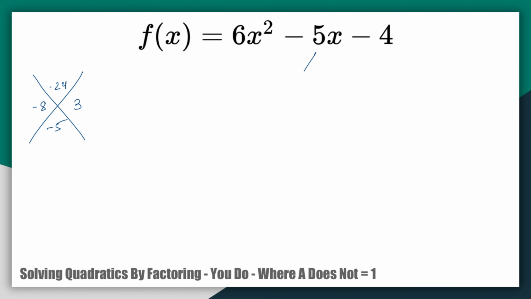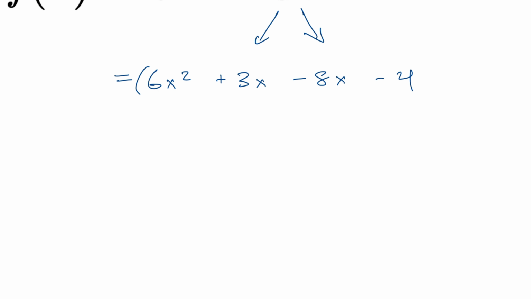Okay, so we use that to split the bx term. So we get 6x squared. Now I got to choose. I'm going to put the 3 first because I want to do the greatest common factor with 6 and 3 and then with 4 and 8. So I'm going to go plus 3x and then look, minus 8x. Notice how that negative made it in there? Minus 4. Ooh, I like this one. Then I'm going to factor by grouping. And I'm going to put a plus here.